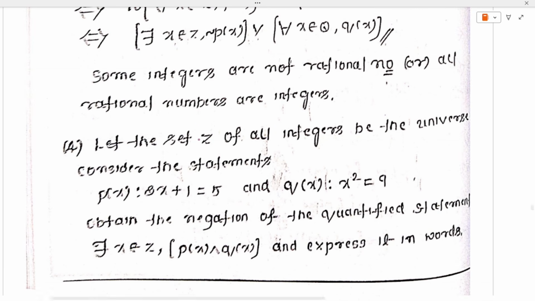See, next question they have given is, let Z, the set of all integers, be the universal set. They have given 3x plus 1 is equal to 5 and x square belongs to 9.